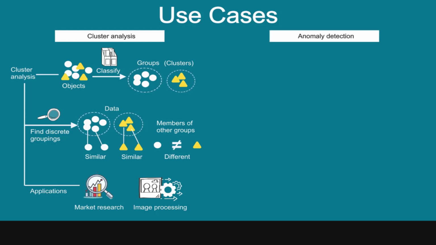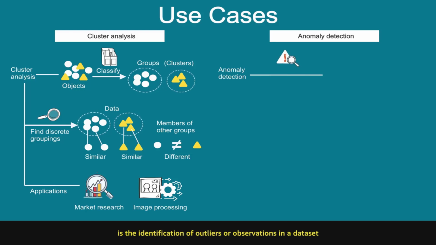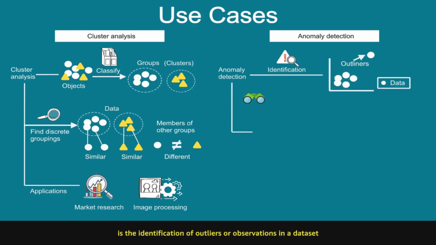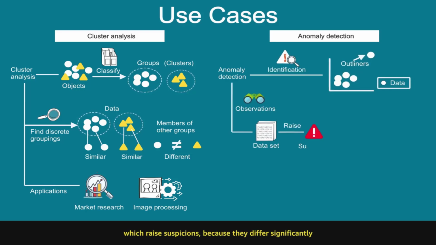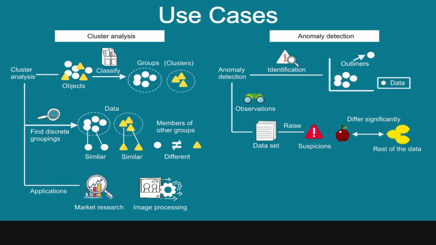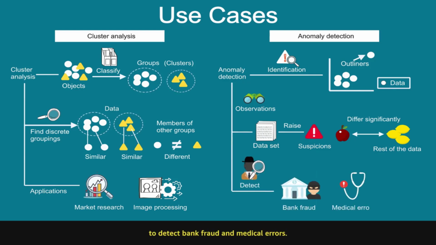Anomaly detection. Anomaly detection is the identification of outliers or observations in a data set which raise suspicions because they differ significantly from the rest of the data. The identification of anomalous items can be used, for example, to detect bank fraud or medical errors.